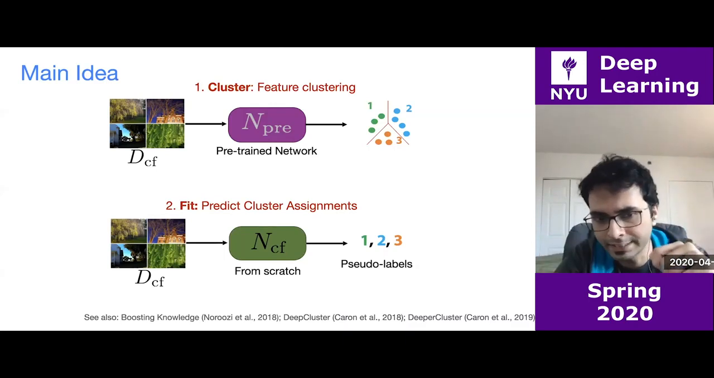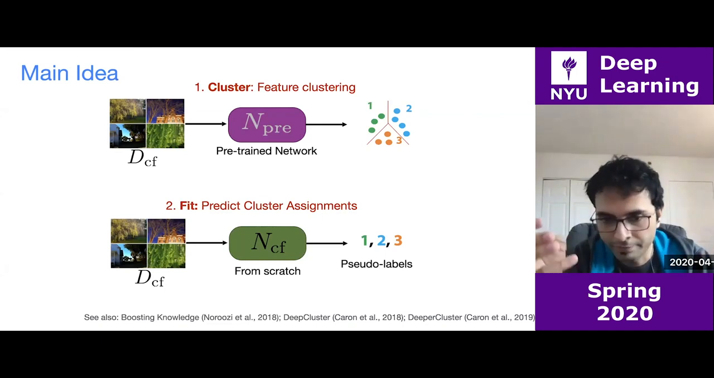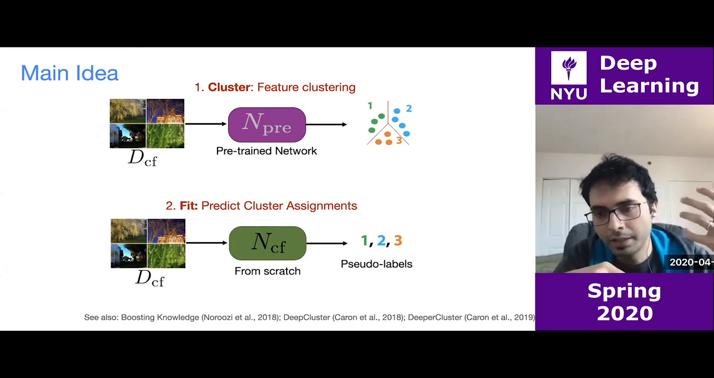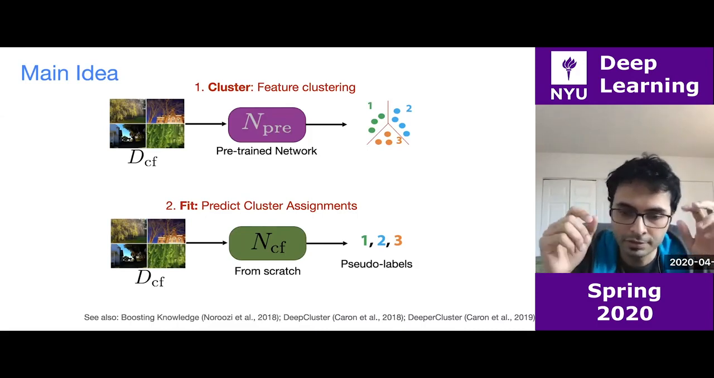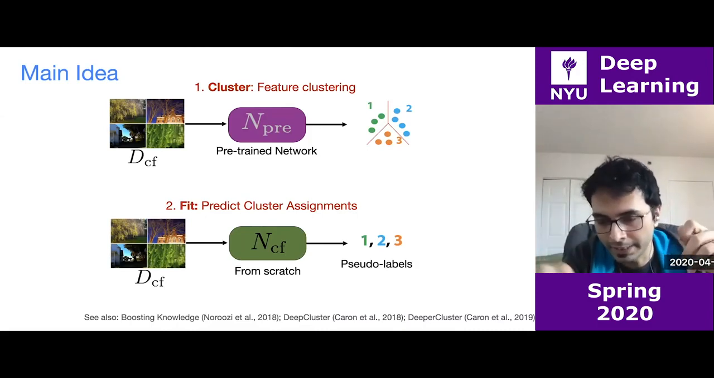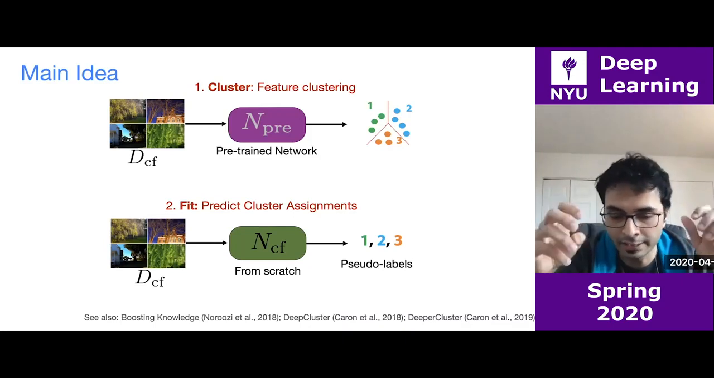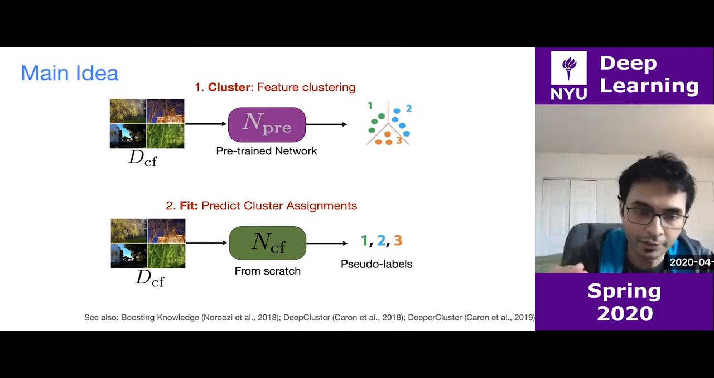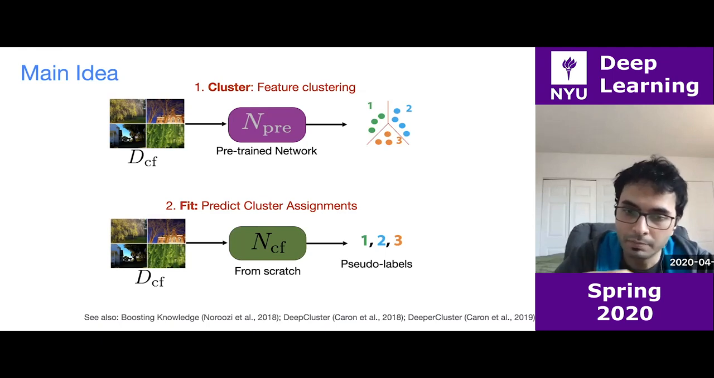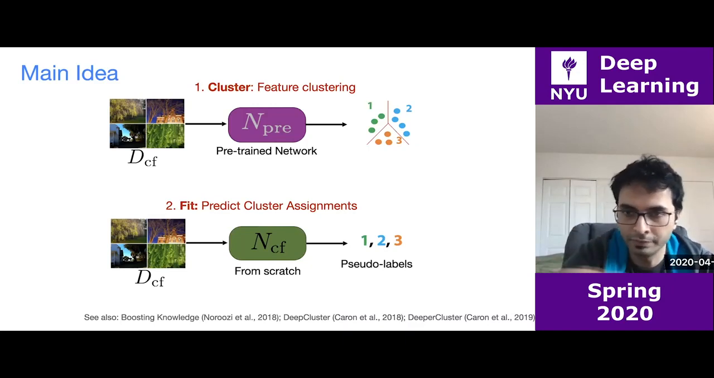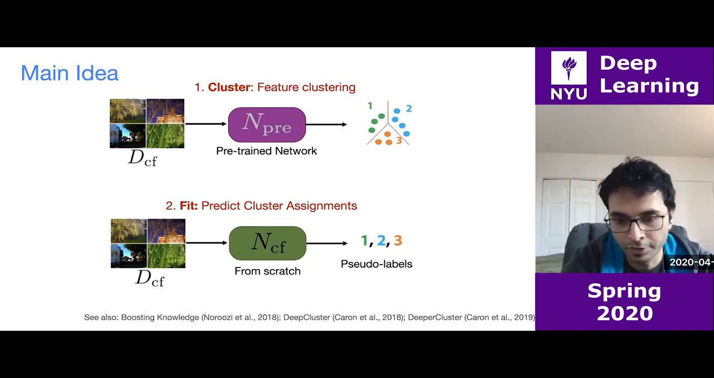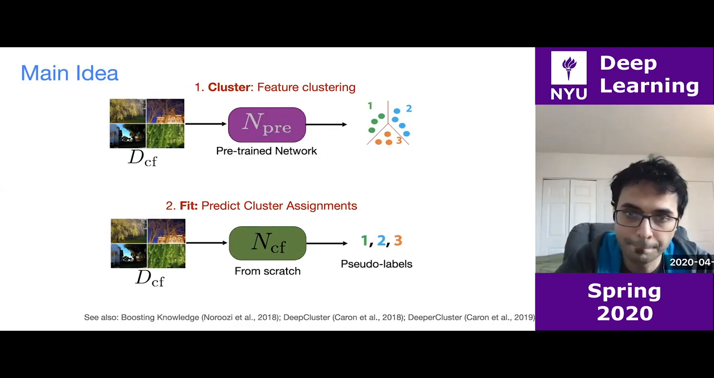So in the second fit step, what you do is you train a network from scratch, so like from random bits, and you train this network to predict just these pseudo labels. They're pseudo because they were obtained using clustering, so they're not really hard labels which were given by, say, a human annotator. So now this second network is just trained to predict these cluster assignments. It takes an image and tries to predict which one of the k clusters that you got from your k-means this image belongs to.